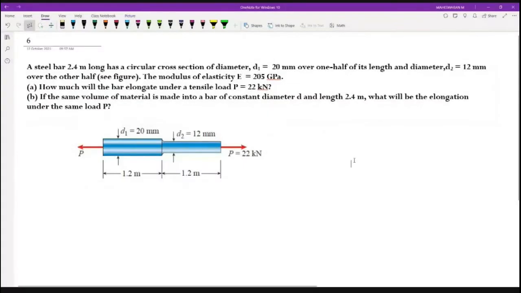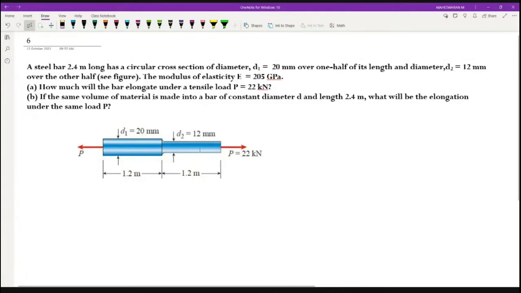Let me consider a steel bar, which is around 2.4 meter long. It is of a circular cross section, they mentioned. They also mentioned the diameters: the first one is 20 mm, the second one is 12 mm, and the Young's modulus is a constant value.